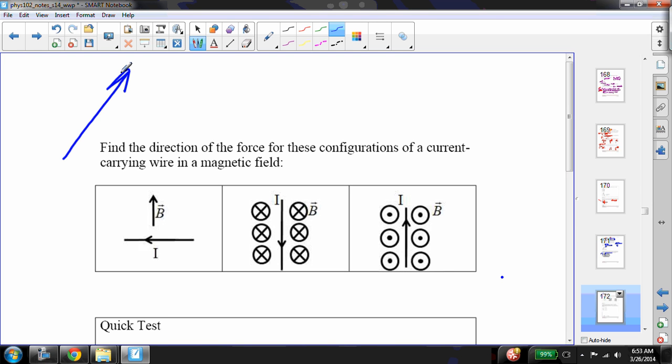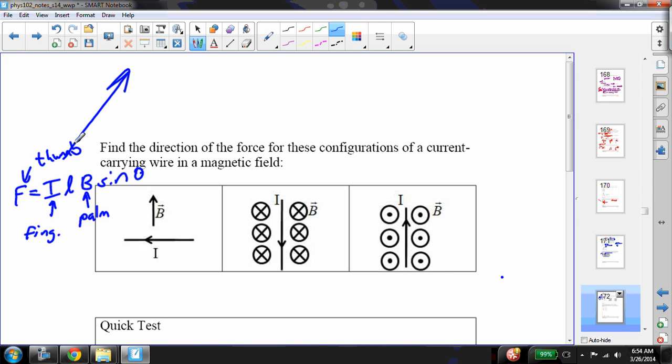Now, let's just do some examples. Let's find the direction of the force for these configurations of a current carrying wire in a magnetic field. All right, so first, remember F equals I L B sine theta. We're going to have the same thing here. We'll let our fingers go in the direction of I. We'll let our palm point in the direction of B, or if you prefer, let your fingers fold towards B. I kind of prefer the palm. And then our thumb will give the force.